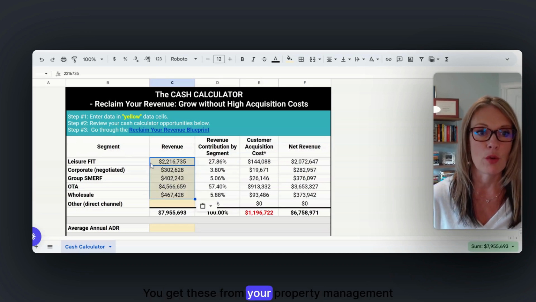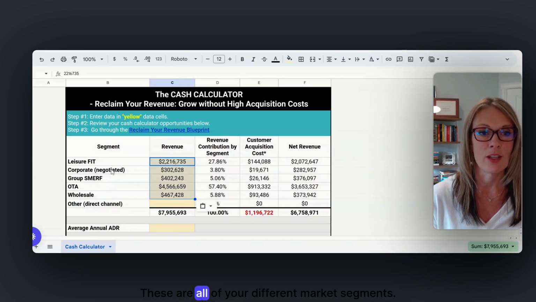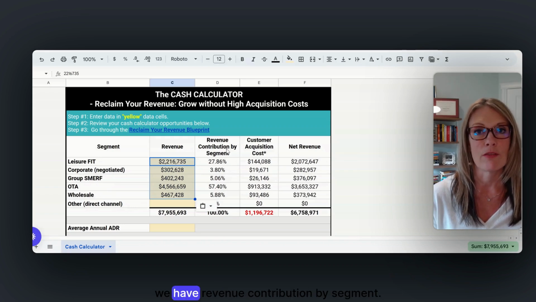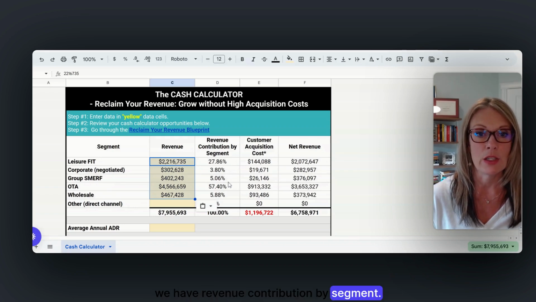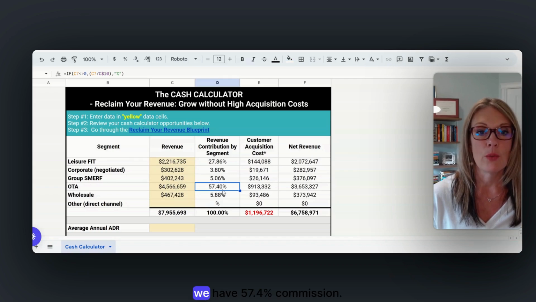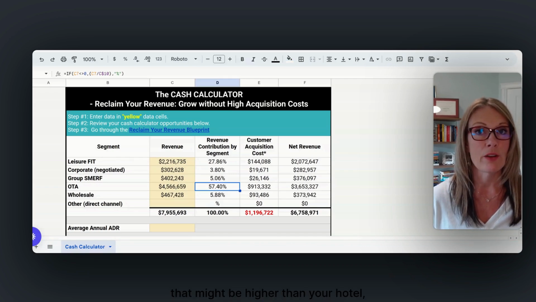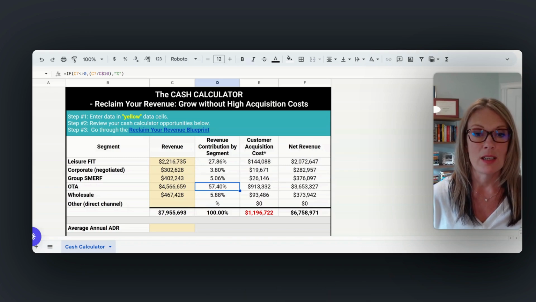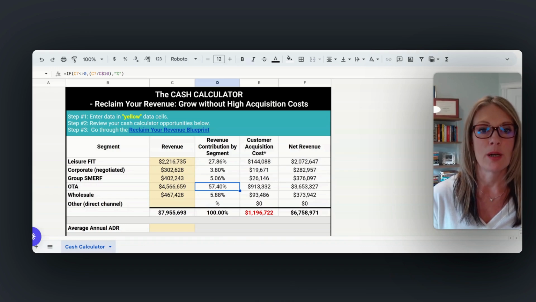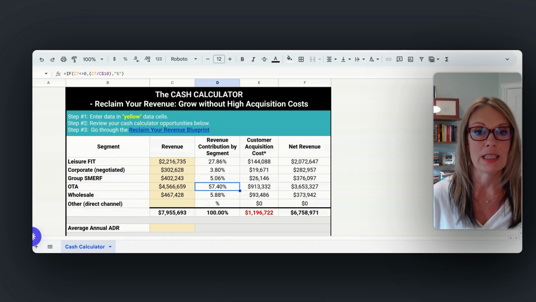You get these from your property management system. These are all of your different market segments. In the second column here, we have revenue contribution by segment. So in the OTA channel, we have 57.4%. Now that might be higher than your hotel, that might be less, but regardless, it's about an average between 50 and 60% is the average hotel contribution.